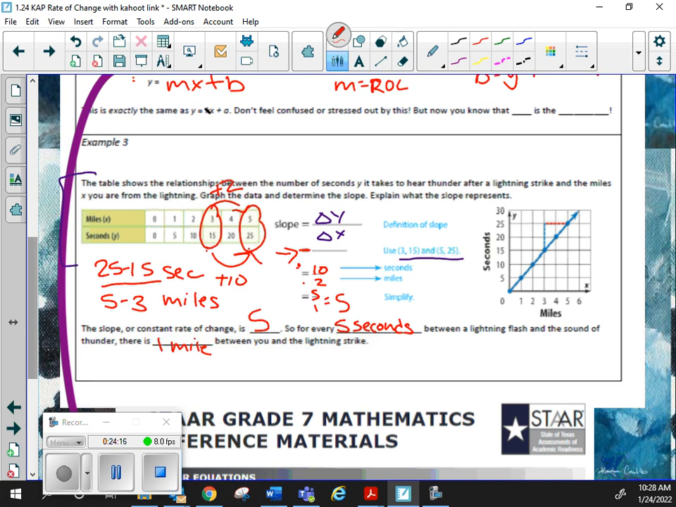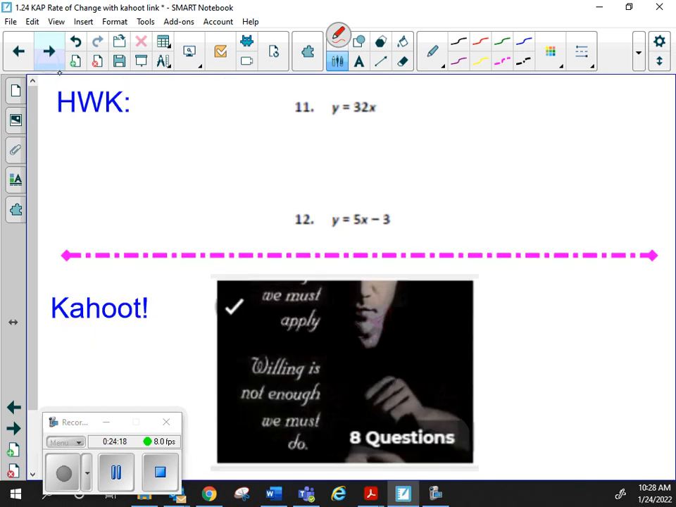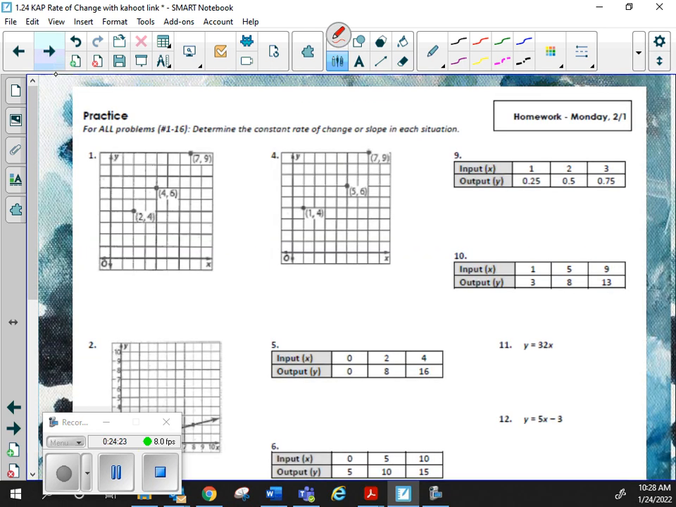All right. So, we're going to see if we have time for a Kahoot, but your homework is this page right here. You're determining the constant rate of change or slope, same thing. You're finding the rate of change or the slope for each one. If it doesn't have a rate of change or a constant rate of change, we write not constant. Okay?